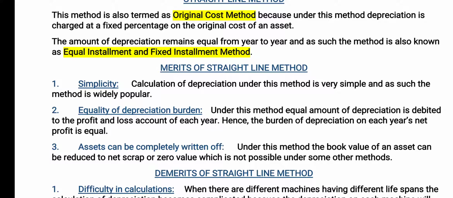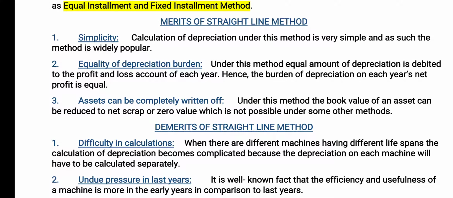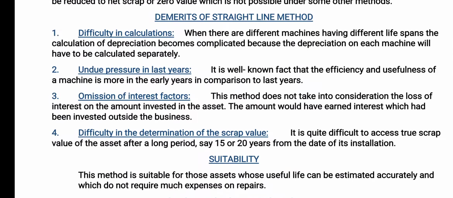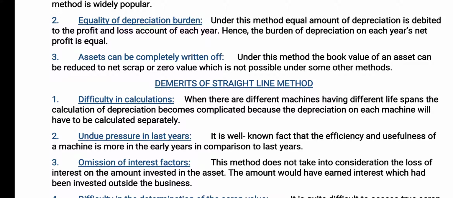Third, assets can be completely written off. Under this method, the book value of an asset can be reduced to net scrap or zero value, which is not possible under some other methods. So we can clearly say that the straight line method is very easy to calculate, it burdens the depreciation on the profit and loss account equally, and the assets can be completely written off when their life is over. Now we will discuss the demerits of the straight line method.